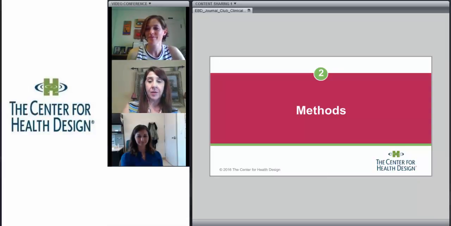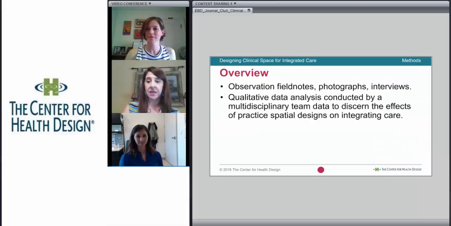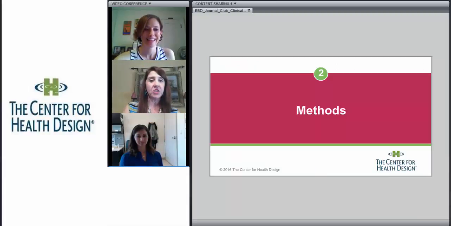Now, I was thinking we had a slide, sorry, I might have messed this up here, but I thought we had one showing the different team members and the architect, but maybe that comes later in the slides. So let's just go ahead and jump right into the method.